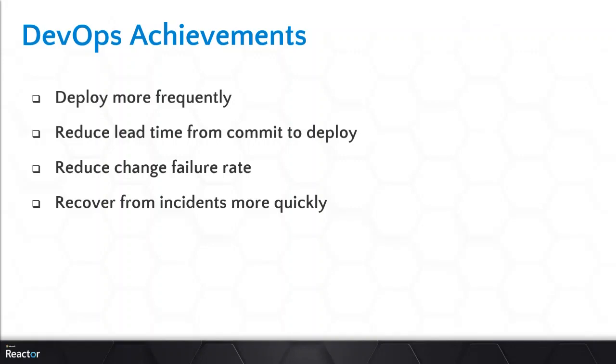It doesn't mean that we have to eliminate failures during development itself. There will always be bugs, there will always be issues, right? But it's about identifying them early and fixing them early. And that's the last point, which talks about recovering from incidents more quickly. Whatever we do, there will be chances that we might face some issue in production.